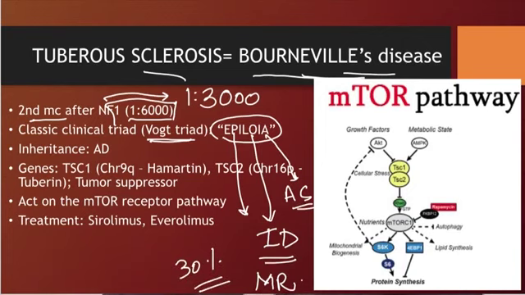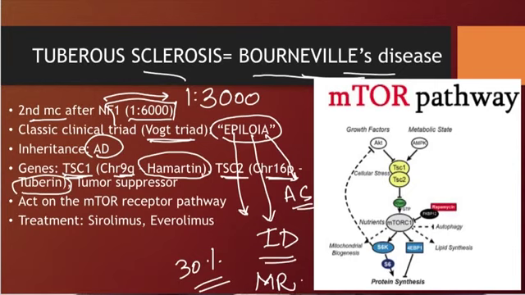The inheritance of TSC, like NF1 and NF2, is again autosomal dominant. The genes, which is very important, are TSC1 and TSC2. TSC1 is present on chromosome 9q and TSC2 is present on chromosome 16p. So you need to remember chromosomes 9 and 16 for TSC1 and 2 respectively. Now TSC1 codes for a protein called hamartin and TSC2 codes for tuberin.